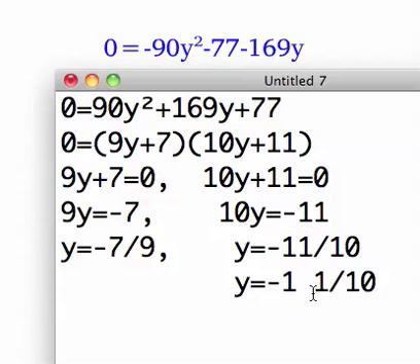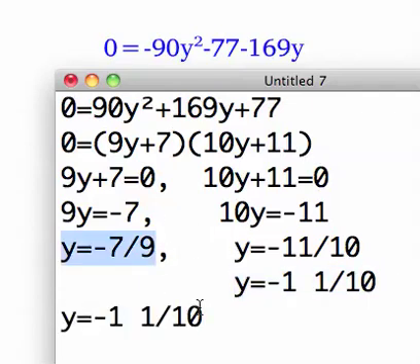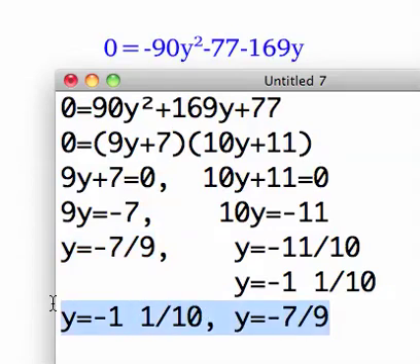That works nicely with tens, by the way. Okay, that's the only number that works with, I think. So y is equal to negative 1 and 1/10, and y is equal to negative 7/9. Now we have to put the smaller one first, otherwise the program gets a little upset. It expects the smallest one first, as you should expect the smallest one first.